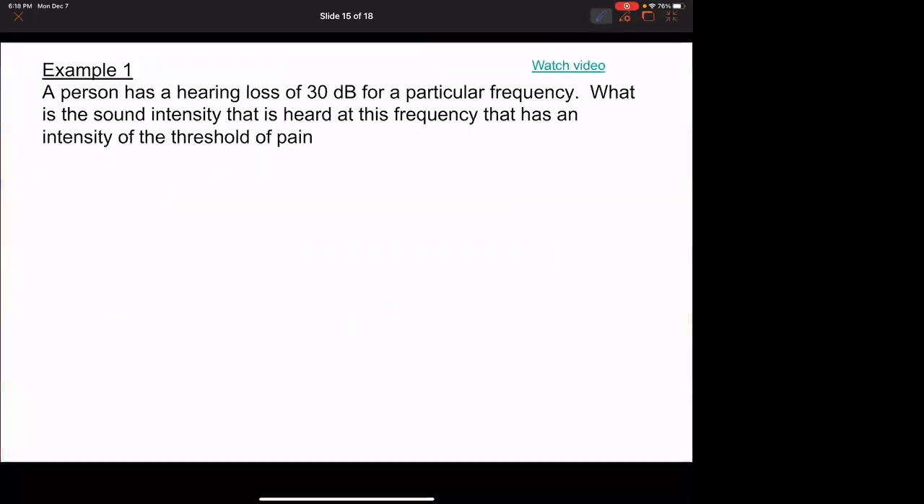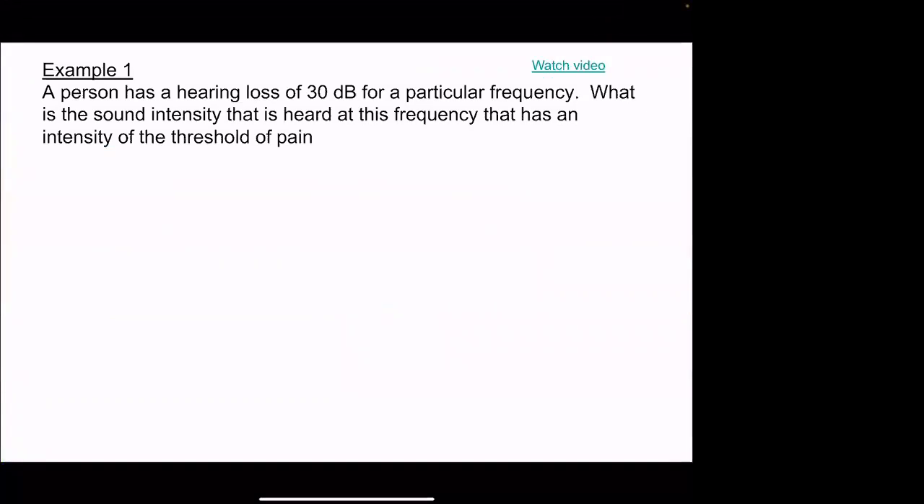All right. This one says a person has a hearing loss of 30 decibels for a particular frequency. What is the intensity that is heard at this frequency as an intensity of the threshold of pain? So the threshold of pain, remember, is equal to 120 decibels.